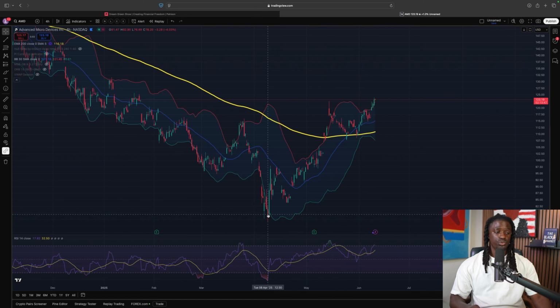So if you're swing trading from the bottom of the Bollinger Band to the top of the Bollinger Band, you guys could use the RSI indicator, your support and resistance of the 200 EMA, and the Bollinger Band. Once again, it's at the top of the Bollinger Band, it became overbought.